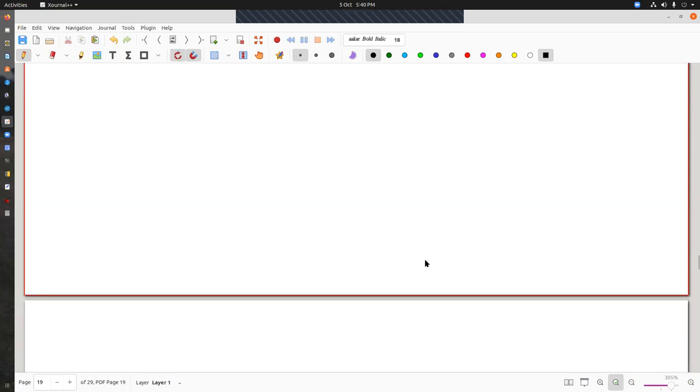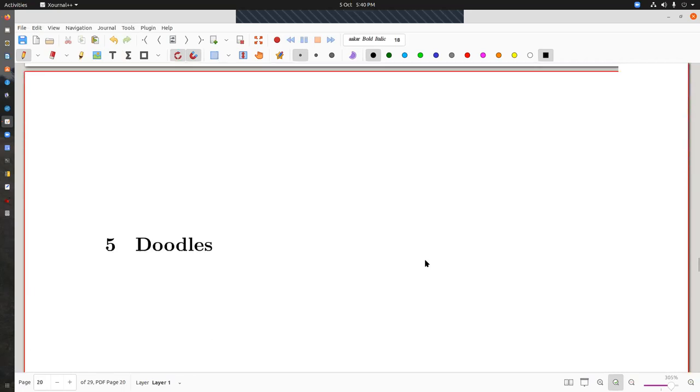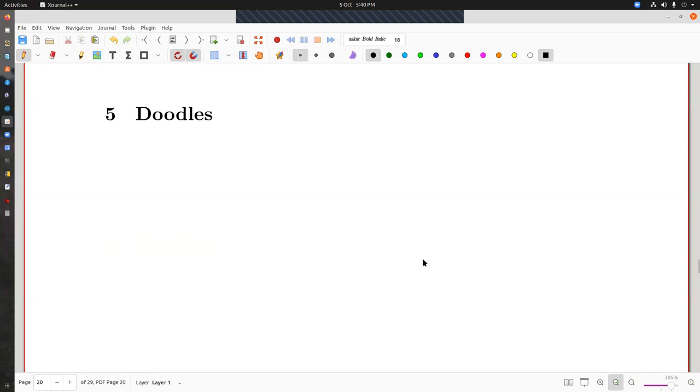So where are we now? Doodles. Okay, so what is a doodle? Well, here's a couple of examples of planar doodles. So here's the Borromean doodle. Right, so three components. And here's one with one component. See if I can draw it.